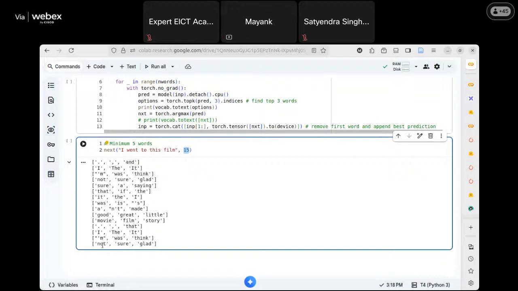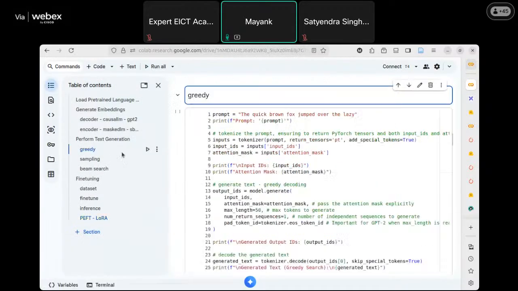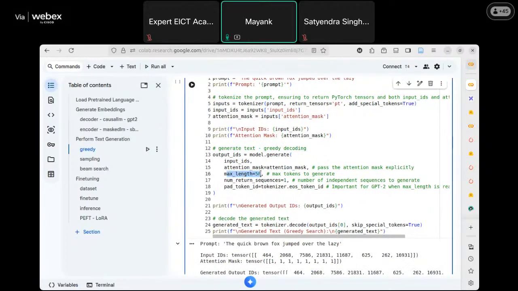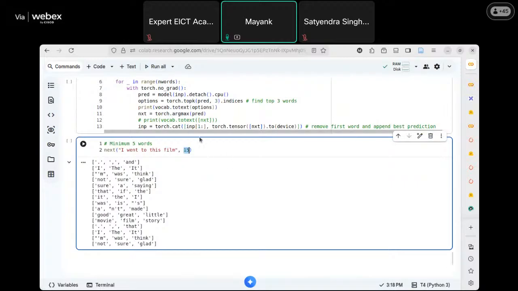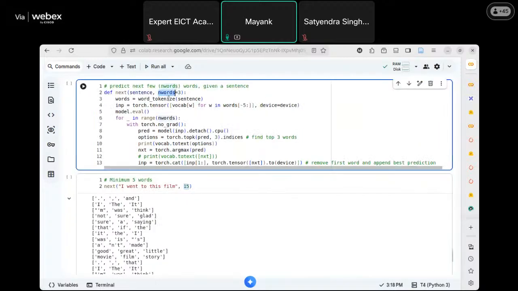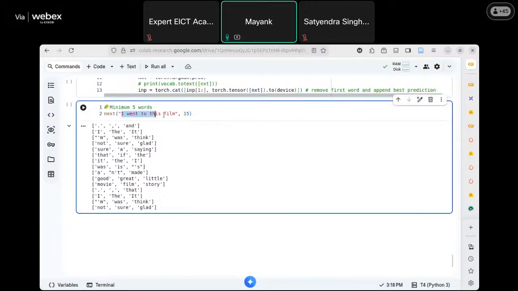If you remember, हमने कल जब pre-trained model use किया था तो हमने एक argument set किया था, max length is equal to 50. So this is that max length. n words बोला है यहाँ पे. So n words is the number of words for which the autoregressive loop will run. Okay, now let's see क्या कह रहा है. So I wrote, I went to this.